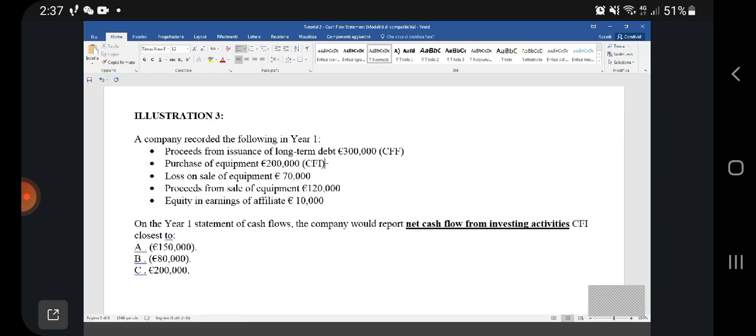So let's underline that. Loss on sale of equipment. Nothing. Okay. Actually, not part, yes. Question: why is the first point a financing activity and not investing? Because it is issuance of long-term debt, this means that this is a debt that we are issuing.